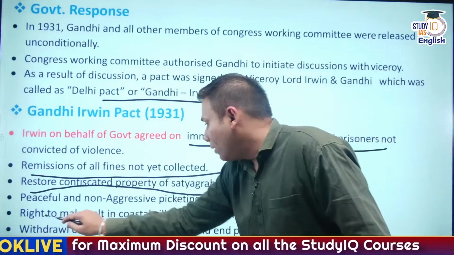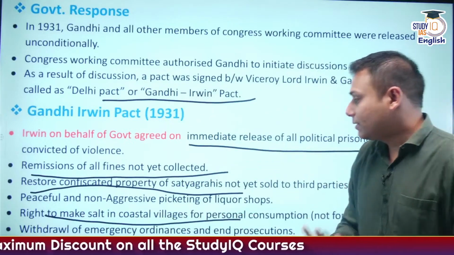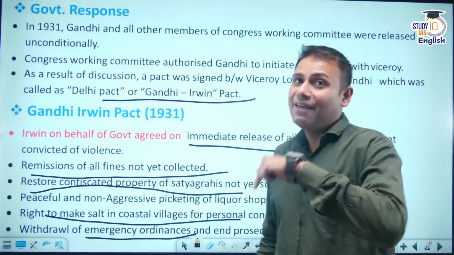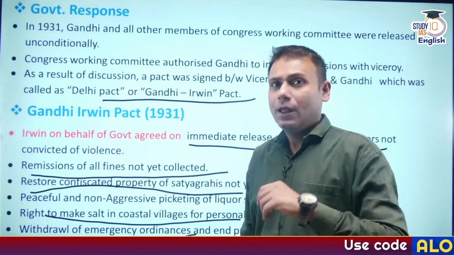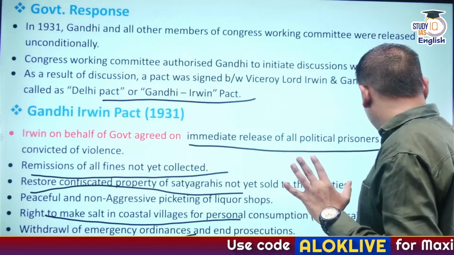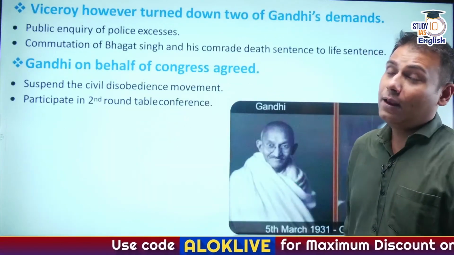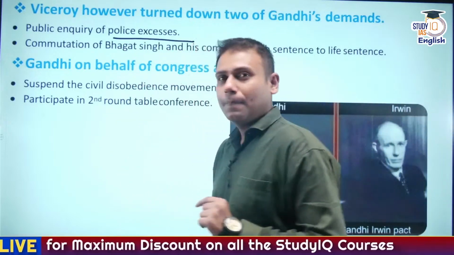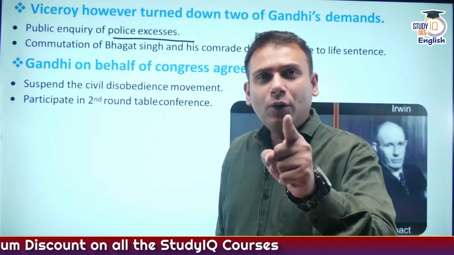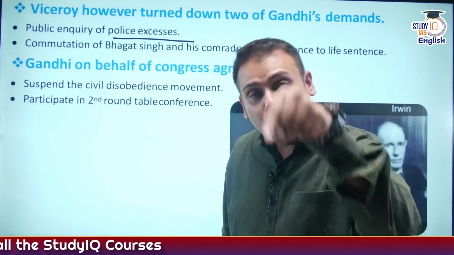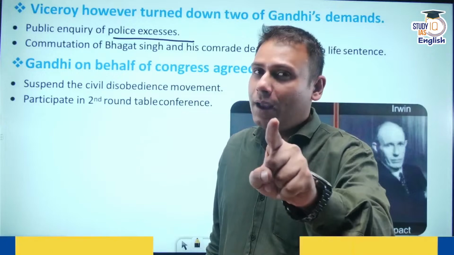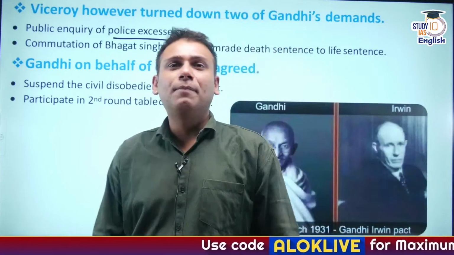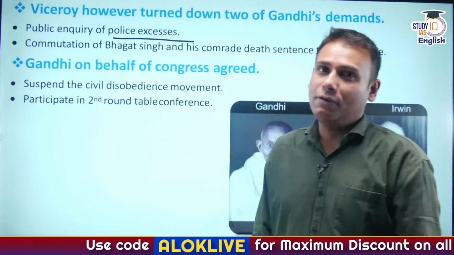Right to make salt in the coastal villages. Apart from this, withdrawal of all the emergency ordinances that had been imposed at that time by the Viceroy. So these demands were accepted by Irwin on behalf of the government. But there were a few demands that were denied. Public inquiry on the police excess. Why was the movement suppressed by the Britishers in such a brutal manner? There should be an impartial inquiry on this. This was one of the demands of Mahatma Gandhi, but it was denied by Lord Irwin.